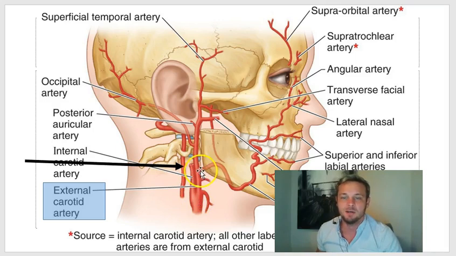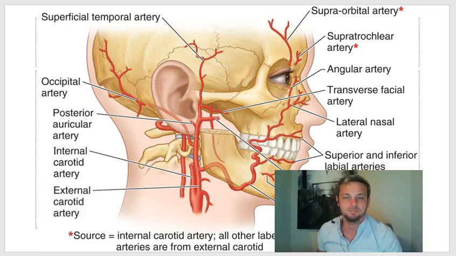But your external comes up, and then you get some divisions in it, being named into different vessels. And one that I want to highlight real quick that's not on this is the one that comes up through that vertebral foramen. This is your vertebral artery. Also not a pulse point.